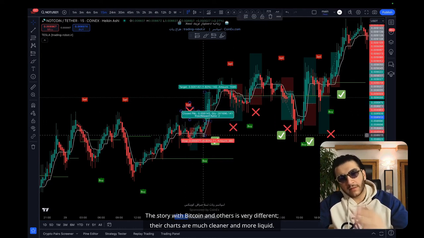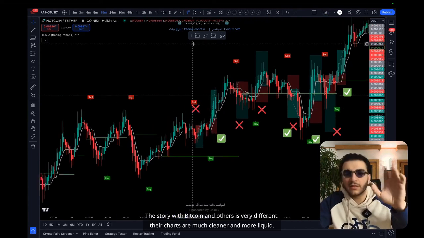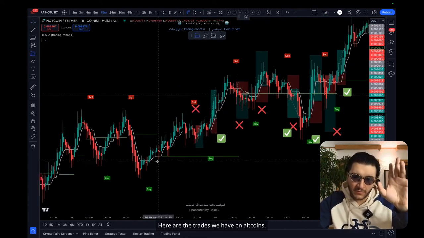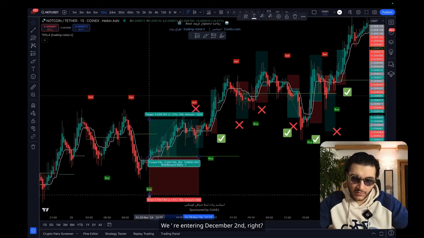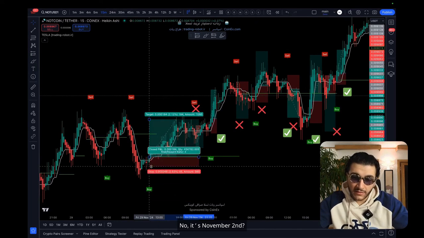The story with Bitcoin and others is very different. Their charts are much cleaner and more liquid. We've been asked to analyze them. Here are the trades we have on altcoins. We've been going back for days, one after another. We're entering December 2nd, right? No, it's November 2nd. Yes, December 2nd.